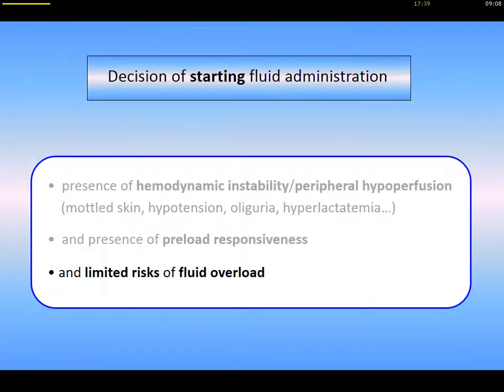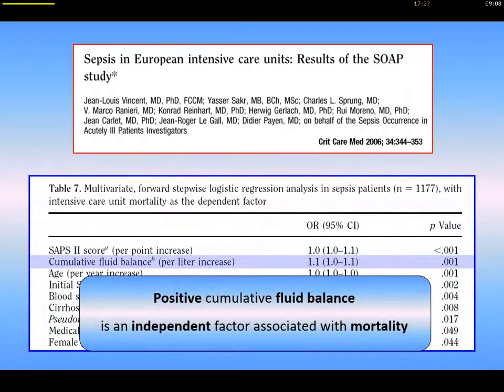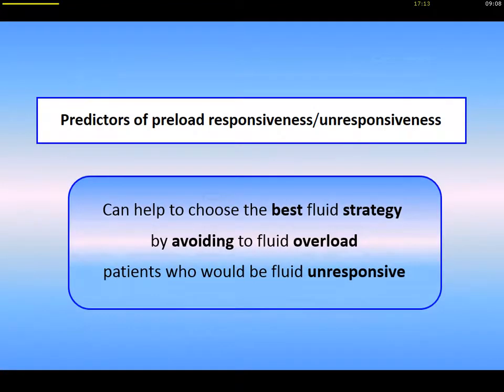Another important element before deciding to give fluids to patients is the limited risk of fluid overload, because we know that fluid overload is not good. This is one of the papers showing that cumulative fluid balance is associated with increased mortality. This is the SOAP study, but there are other papers showing exactly the same results. So this is why we need predictors of fluid responsiveness, or I would say predictors of fluid unresponsiveness, to help choose the best fluid strategy by avoiding fluid overloading patients who would be fluid unresponsive.